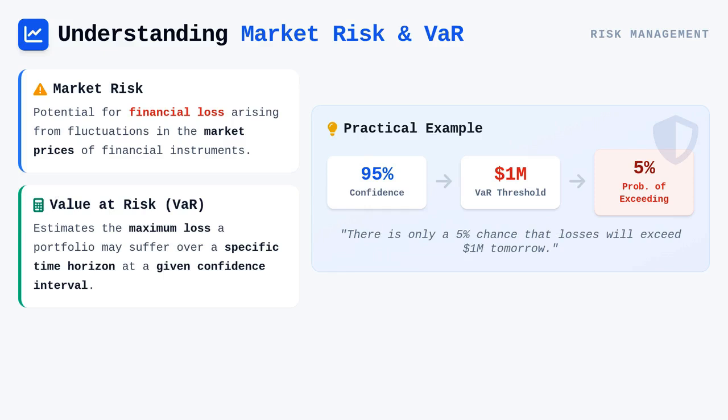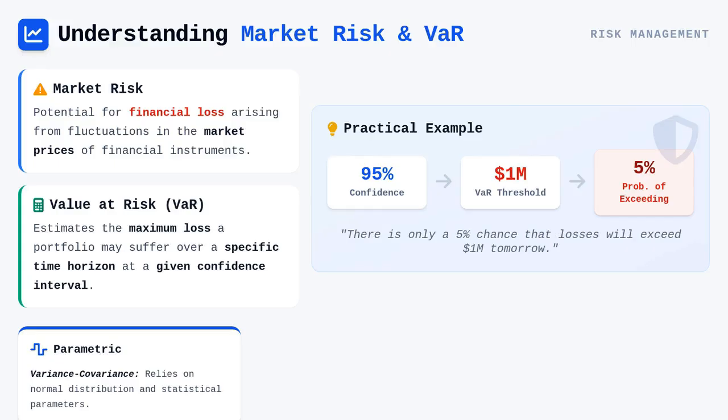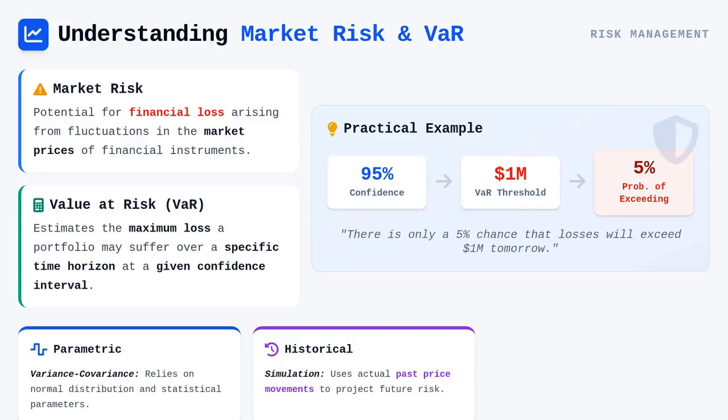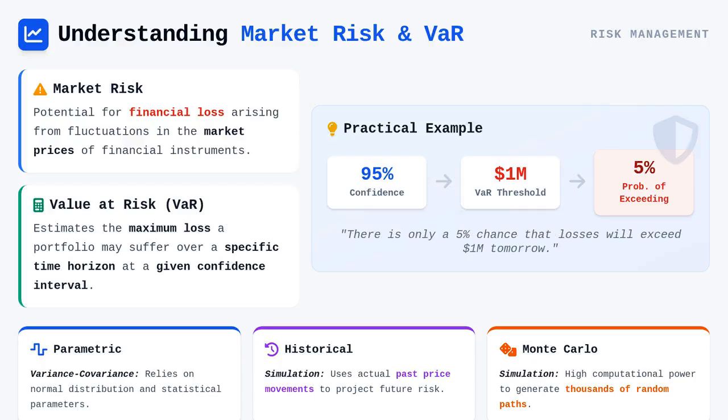While this metric is structurally elegant, its utility depends entirely on the assumptions underlying the chosen methodology. For the examination, you must distinguish between the three primary methods used for these calculations: the parametric variance-covariance approach, historical simulation, and Monte Carlo simulation. Each method carries specific trade-offs regarding computational intensity, reliance on historical data, and sensitivity to the distribution of market returns.